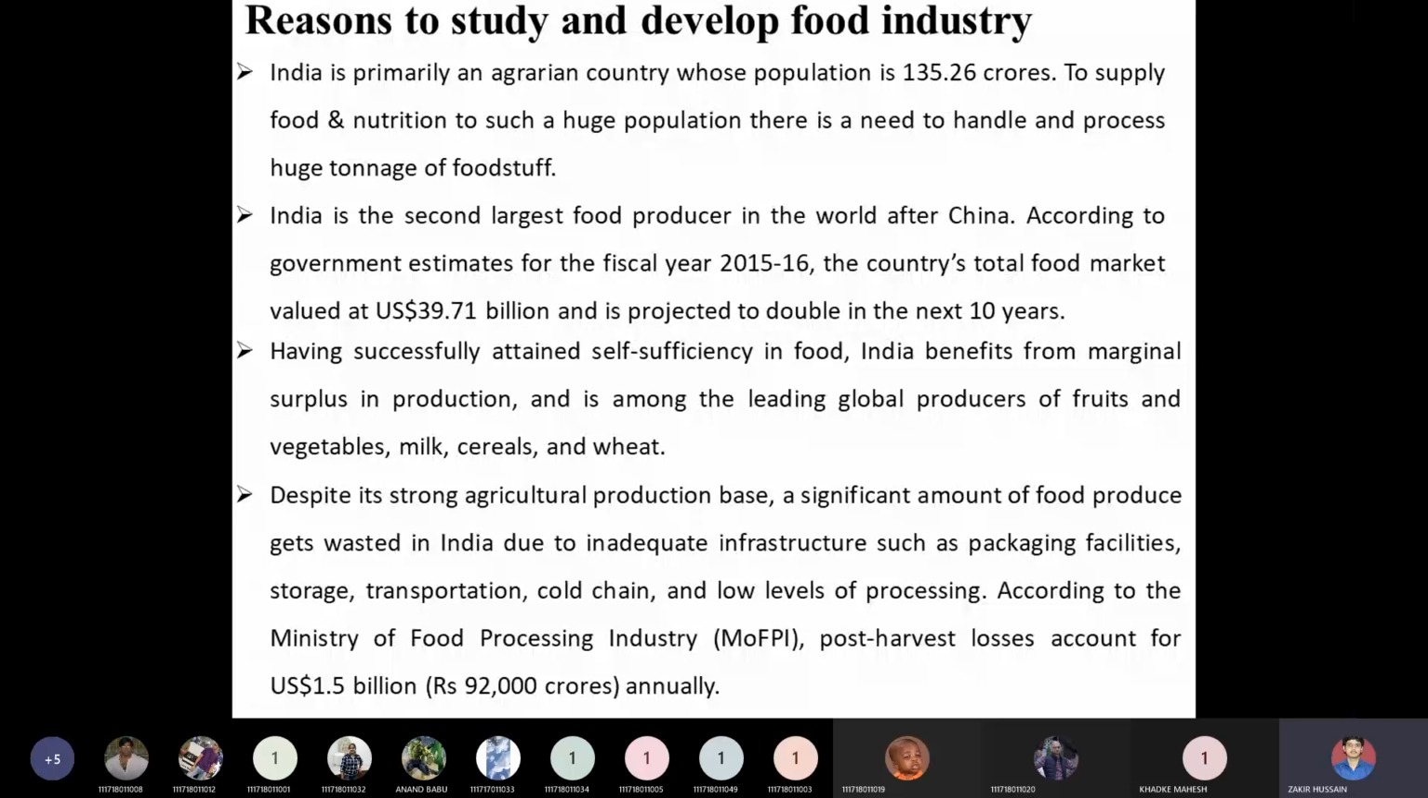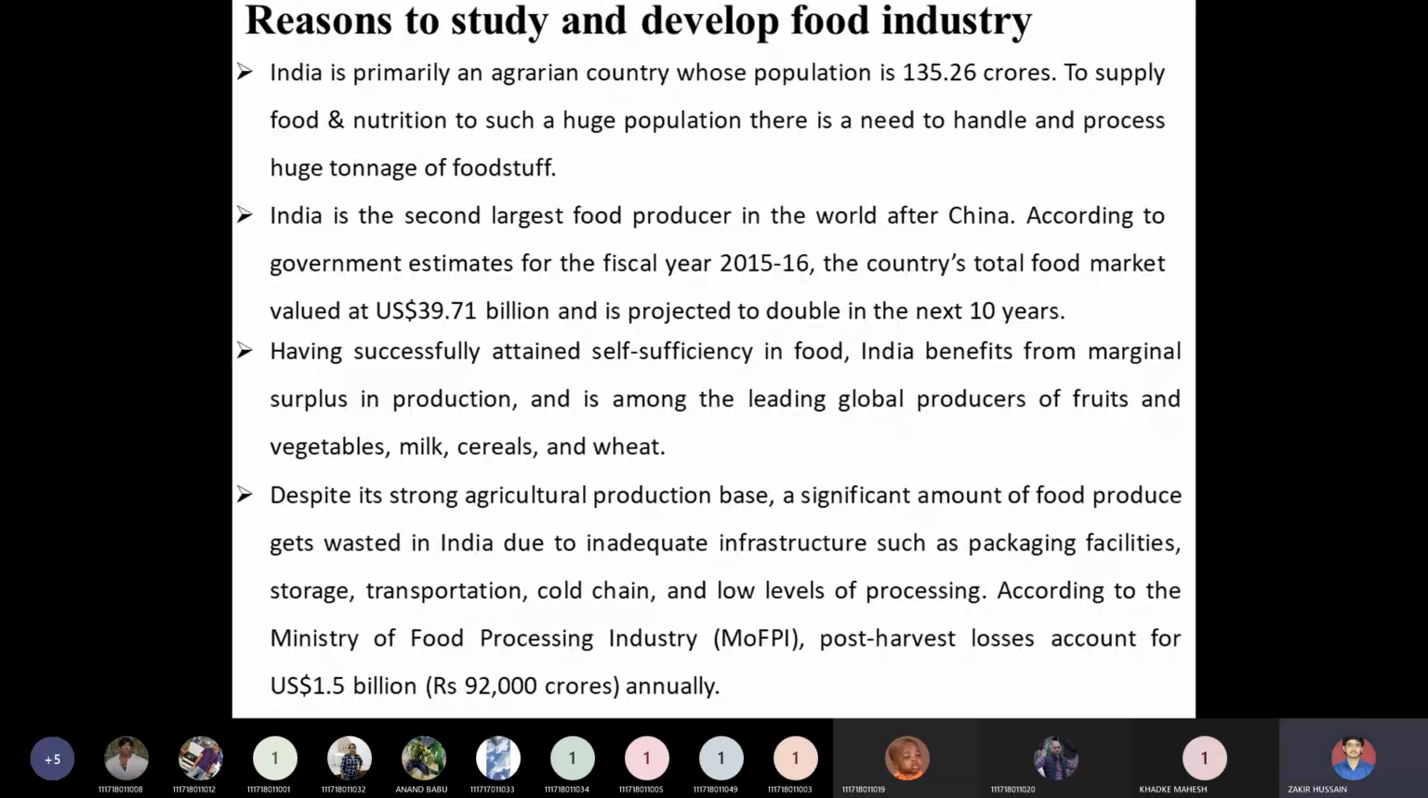And the next one is India is the second largest food producer. So we are an agrarian country. Our country is mainly an agrarian country. Our agricultural activities mainly contribute towards the GDP. A large part of our agricultural activities contributes towards our GDP. So India is the second largest producer of cereals or whatever foodstuffs we are producing. It's the second largest after China.